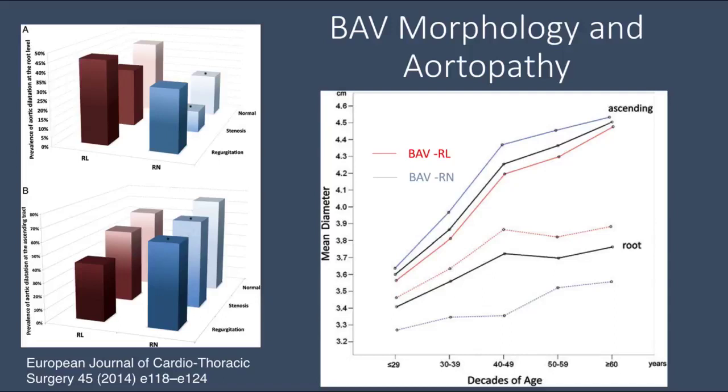So what about BAV morphology and aortopathies? I think the data has been a little bit more consistent in looking at this. This was a study published in the European Journal of Cardiothoracic Surgery in 2014. What they found was that those individuals with an isolated root phenotype tend to have fusion of the right and left coronary cusp. However, there was no correlation found with the ascending phenotype. So an individual is just as likely to have a right-left coronary cusp as a right non-coronary cusp fusion.